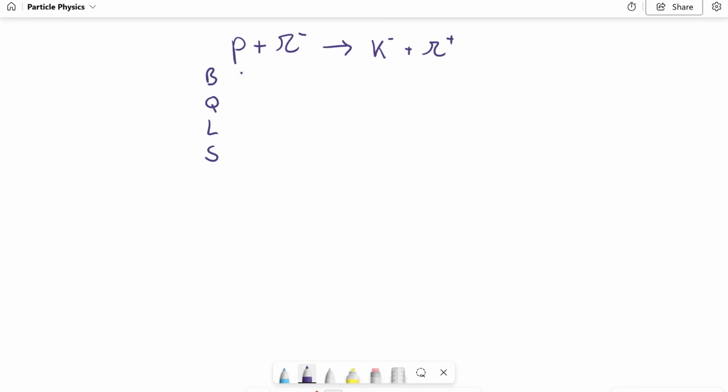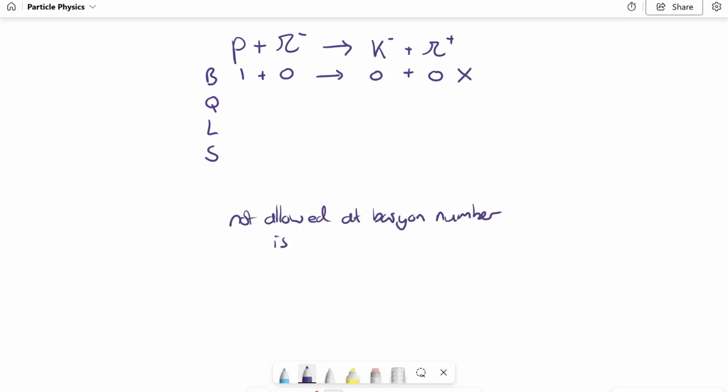So baryon number of proton, it's a baryon, so 1. Pion is a meson, so 0. That goes to a kaon, which is a meson, plus a pion, which is a meson. So that is not allowed. So I now don't need to look at the rest, because I know this is not allowed, as baryon number is not conserved. And this is how I would lay it out. I would lay it out like this.